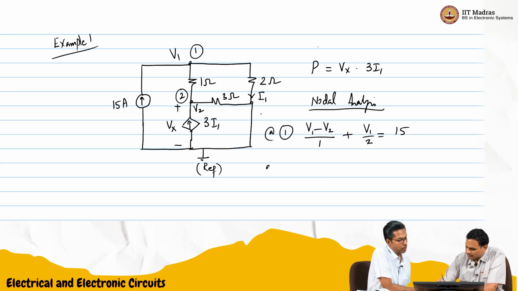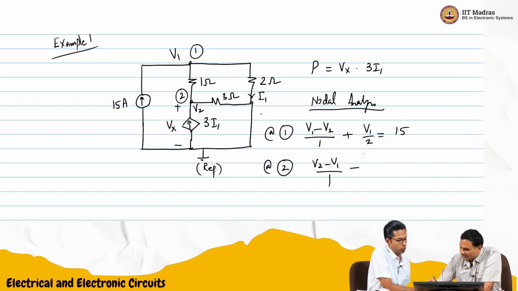At node 2, the sum of these 3 currents. The current going up is V2 minus V1 by 1, plus V2 minus 0, so V2 by 3, is equal to the current coming in, which is 3 I1.